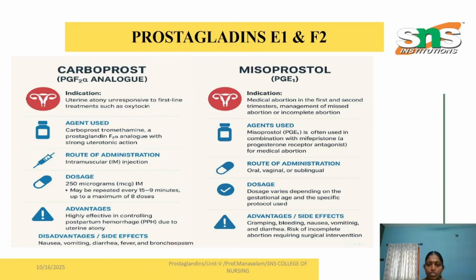Route of administration, it may be used by oral, vaginal or sublingual method. The dosage may vary depending upon the gestational age, but they start with 200 micrograms and it goes up to 800 micrograms. Side effects: it leads to cramping, bleeding, nausea, vomiting, diarrhea, and risk for incomplete abortion that may require surgical intervention.